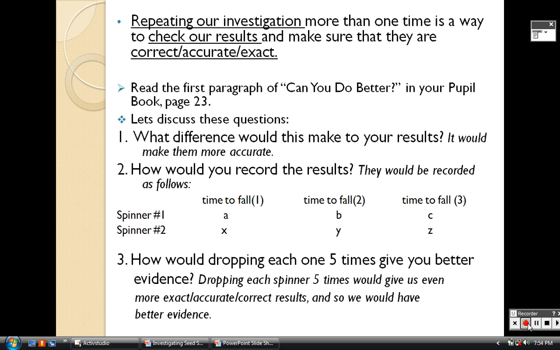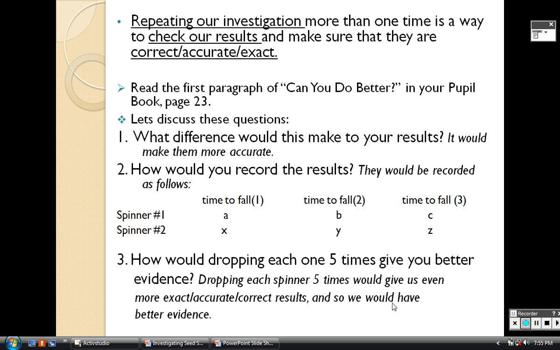Now, how would you record the results if you were dropping each spinner 5 times? They would be recorded as follows. The first spinner, we would record the time it takes to fall the first time, the time it takes to fall the second time, and the time it takes to fall the third time. And then we would fill in for the time it takes to fall the fourth and fifth time. We would repeat for another spinner, maybe one with a different length of wings, and also fill in our results.